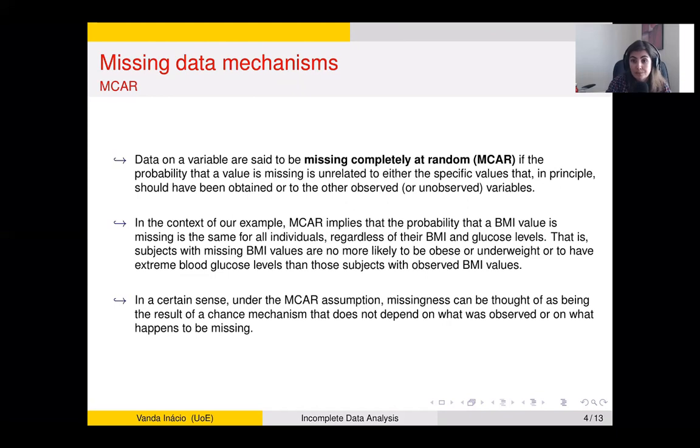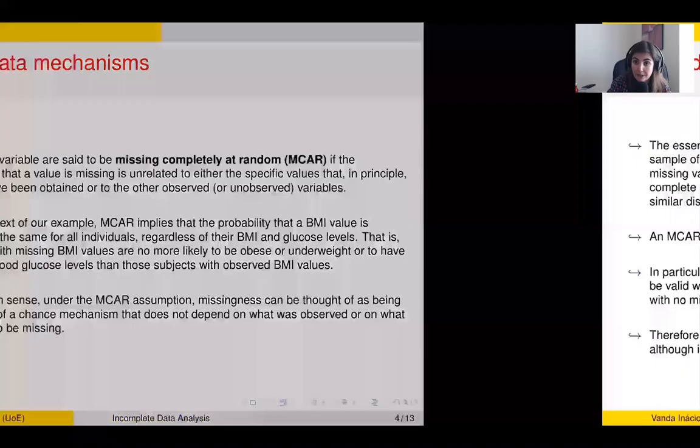So those individuals with missing BMI values are no more likely to be obese or underweight or to have very high or very low glucose levels than those with observed BMI values. In a way, we can think of missing completely at random as being the result of a pure chance mechanism. For instance, if we throw a dice and if we get 1, 2, or 3, the BMI value of the individual will be recorded, and if we get 4, 5, or 6, the BMI of the individual will be missing.